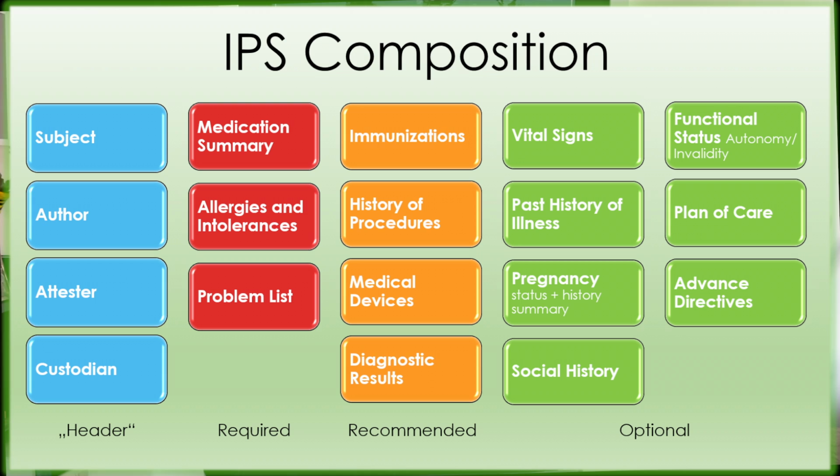The optional categories that they are looking at are vital signs, past history of illness, pregnancy for females, social history information if it's available, functional status, plan of care, and any advance directive information that may be relevant. So with this, again, it's just in development. They've only been working on it for a little under a year.